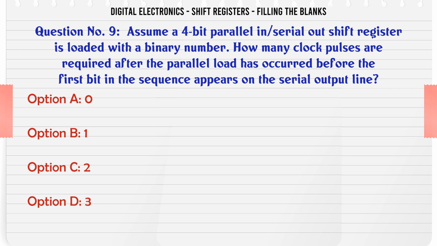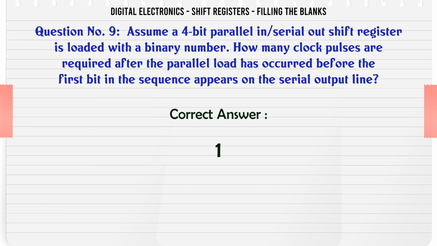Assume a 4-bit parallel in serial out shift register is loaded with a binary number. How many clock pulses are required after the parallel load has occurred before the first bit in the sequence appears on the serial output line? A. 0. B. 1. C. 2. D. 3. The correct answer is 1.